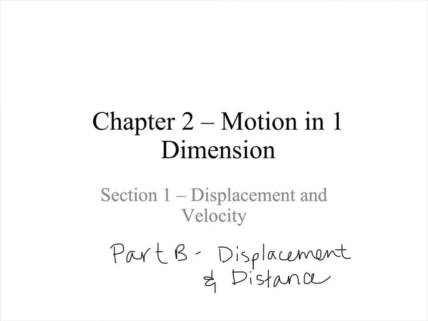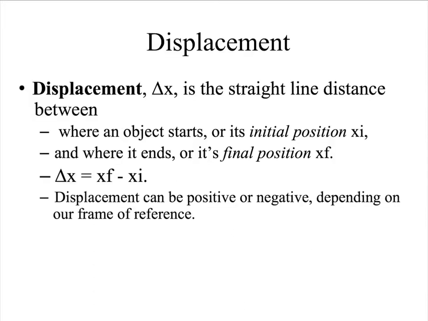All right, we are still in Chapter 2, Section 1, but now we are in Part B, and we're going to be talking about displacement and distance. So, displacement, we write mathematically as delta x, and it is the straight line distance between two objects, okay? So, it is where an object starts, or its initial position, and where it ends, or its final position. So we write that as delta x equals xf minus xi.